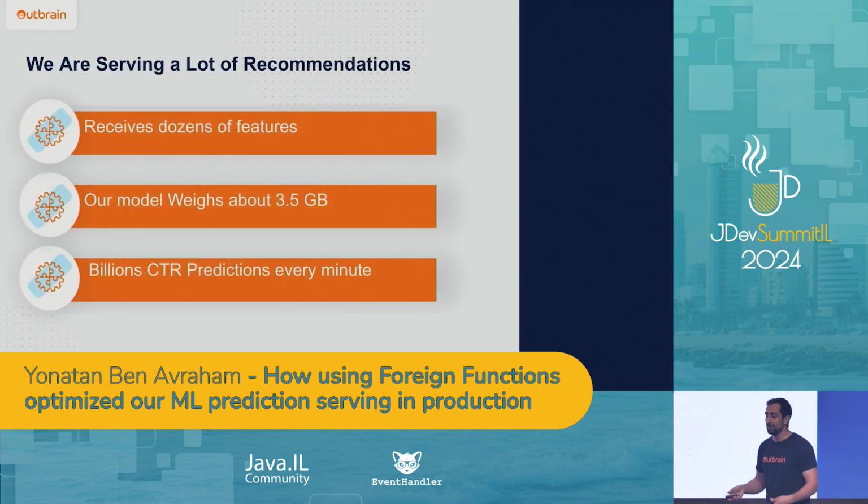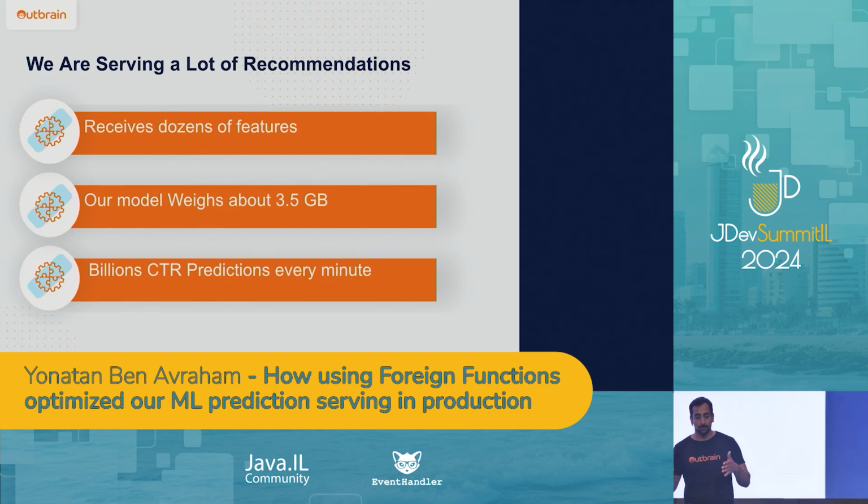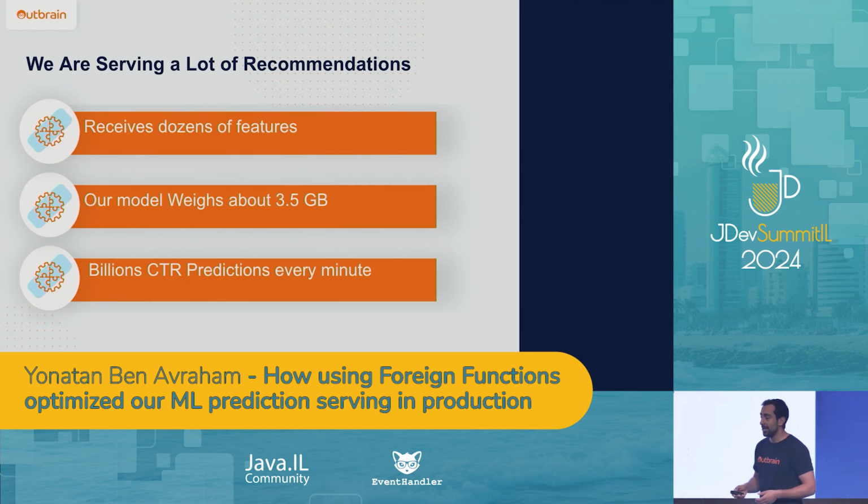And as I mentioned, we are serving a lot of recommendations. We receive dozens of features, our model weighs around 3.5 gigabytes. So this part of our serving system is very heavy, both in CPU and latency terms. And besides that, as I mentioned, we are dealing with 10 million requests a minute, and for each request, we want to evaluate hundreds, maybe thousands of candidates' CTR, which leads to billions of CTR predictions every minute. So a huge, huge scale.